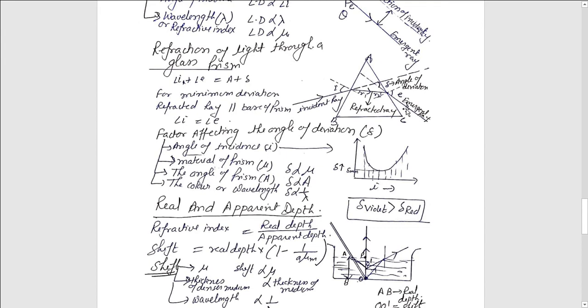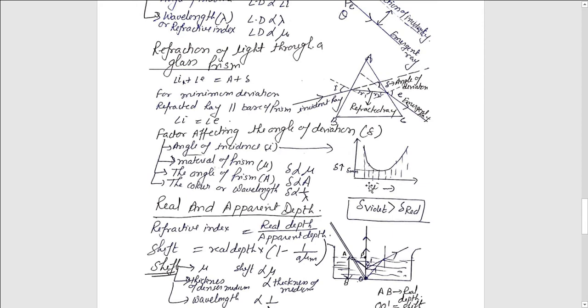Now the ray proceeds backward. The emergent ray and the original path of the incident ray intersect each other, and the angle formed is known as the angle of deviation. This angle of deviation depends on a few factors. This is again a very important question. First is the angle of incidence, and this condition is very important because here you cannot say directly or indirectly.